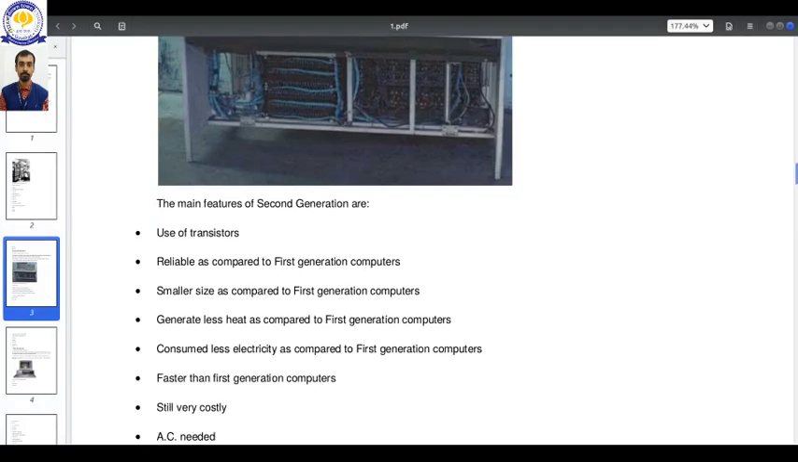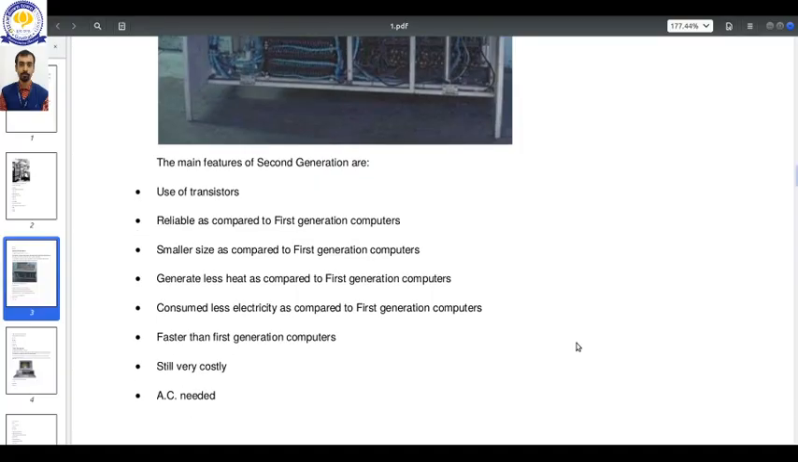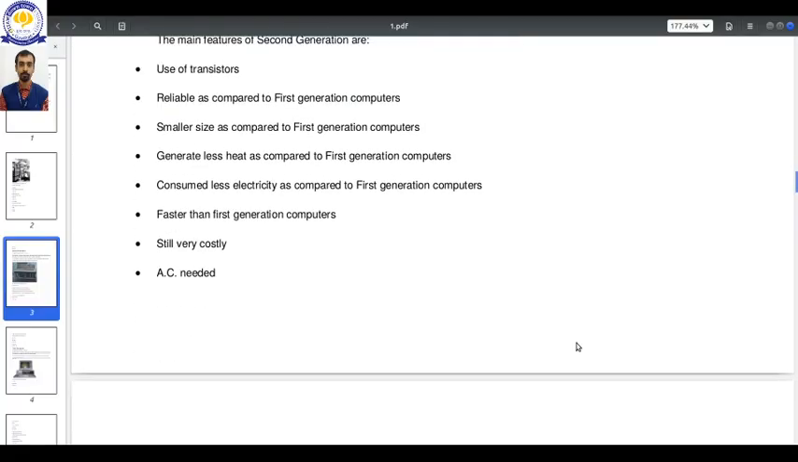Main features of the second generation are the use of transistors, reliable as compared to first generation computers, smaller size as compared to first generation computers, generate less heat, consume less electricity, it was faster than first generation computers, it was costly and required an AC.